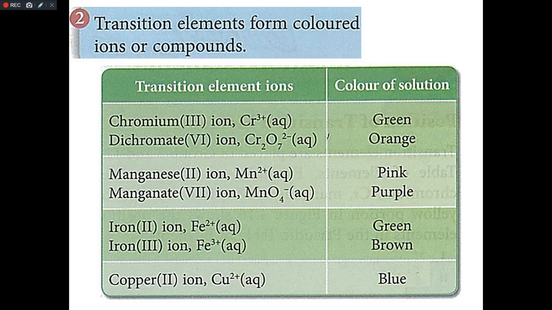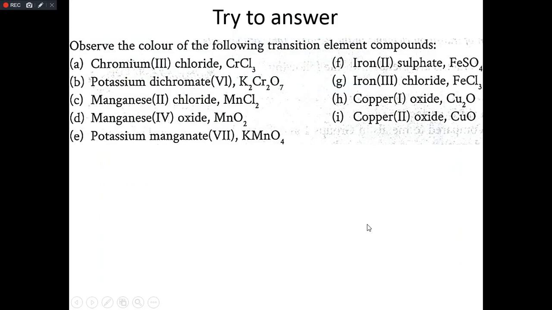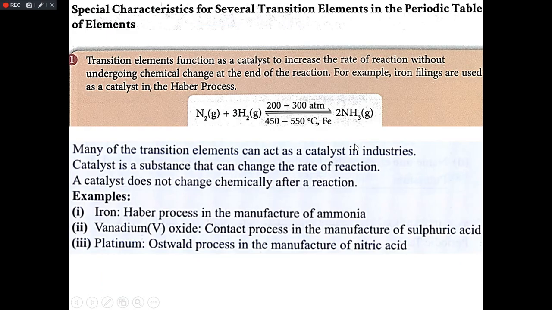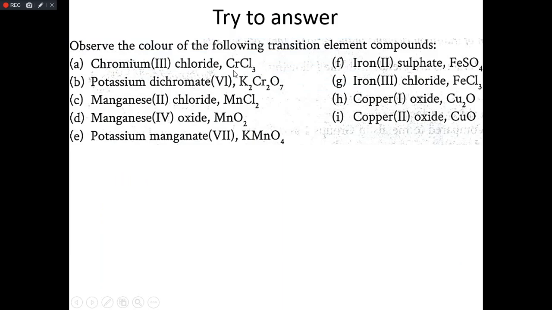Okay, now we try to answer this question. The first one, what is the color of chromium(III) chloride? As you can see, chromium(III) ion is present in this compound. So we check chromium(III) ion. When there is the presence of chromium(III) ion, the color is green. So this answer is green color.